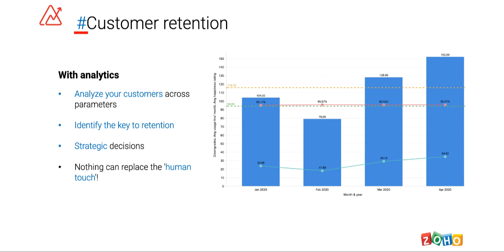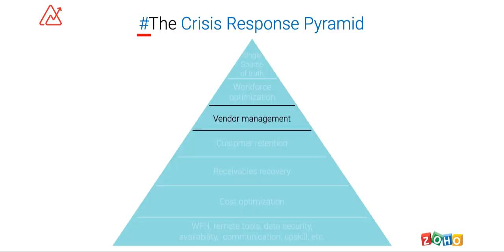And all said and done, nothing can replace human touch. No data, no insights, no analysis can do that. All right, so that brings us to the end of customer retention. And let's now focus on the fourth element on the BCP, that's vendor management.